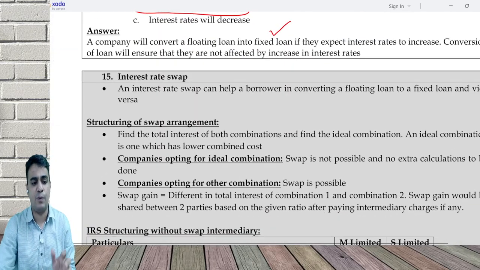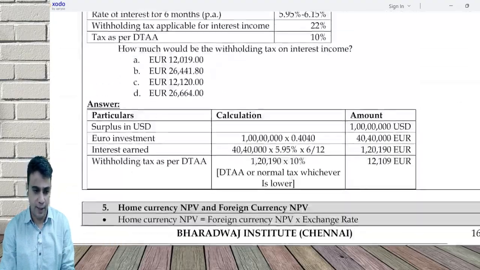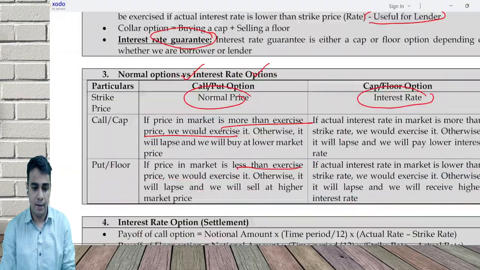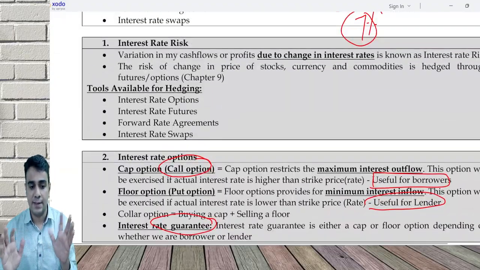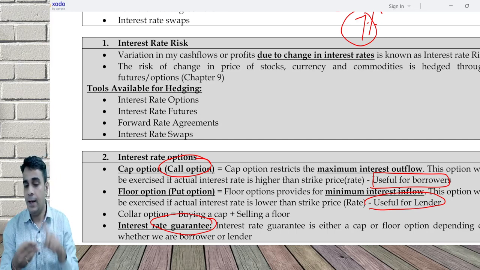So interest rate swap. I'll quickly revise it from the beginning and then close it now. Exactly 10 minutes for us to revise. Listen. There are 4 tools for doing interest rate risk management: options, futures, FRA and swap.